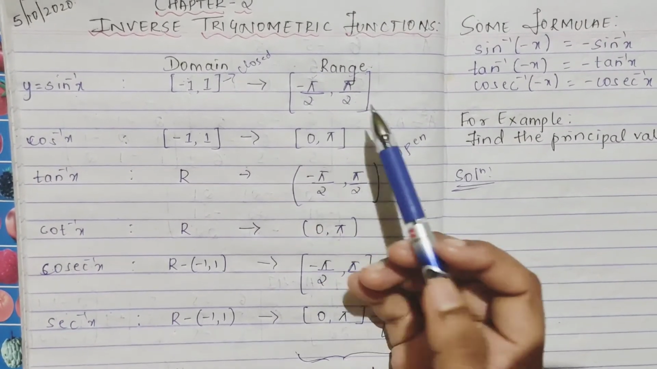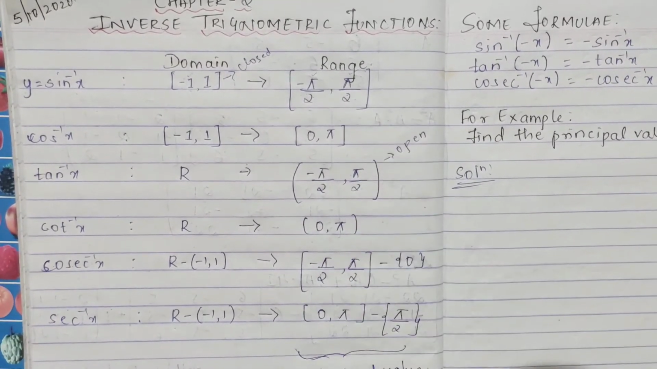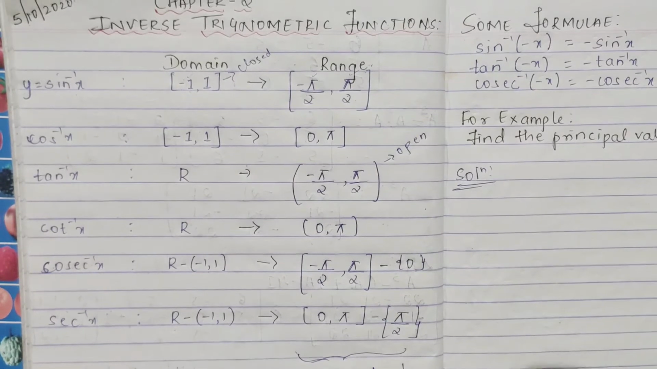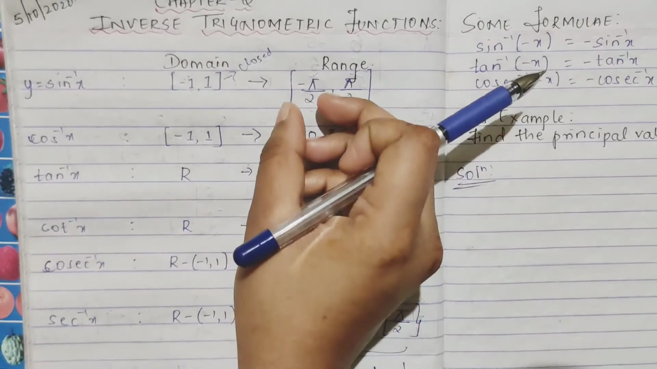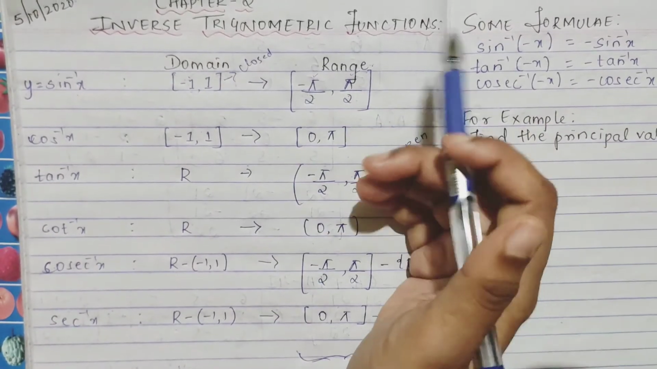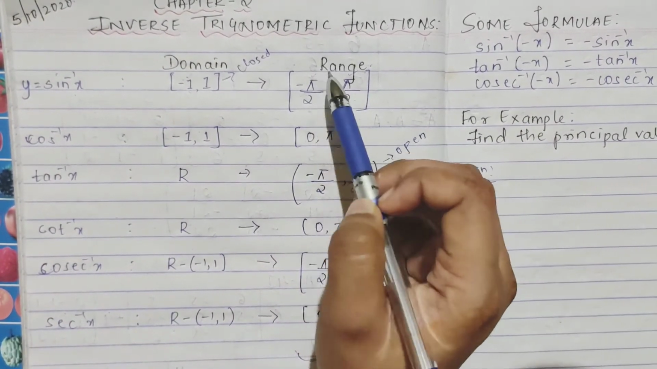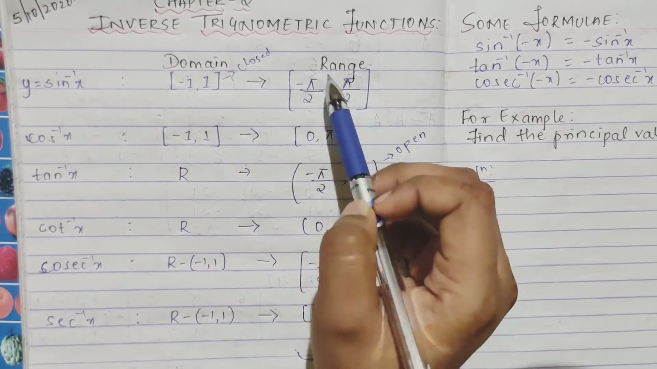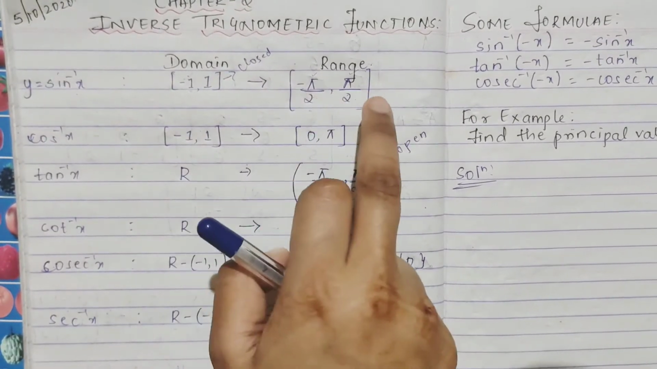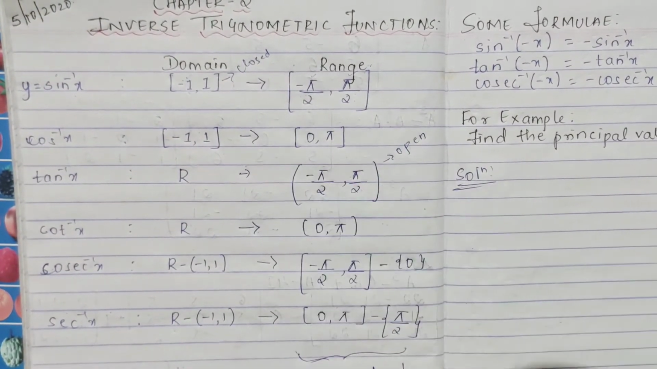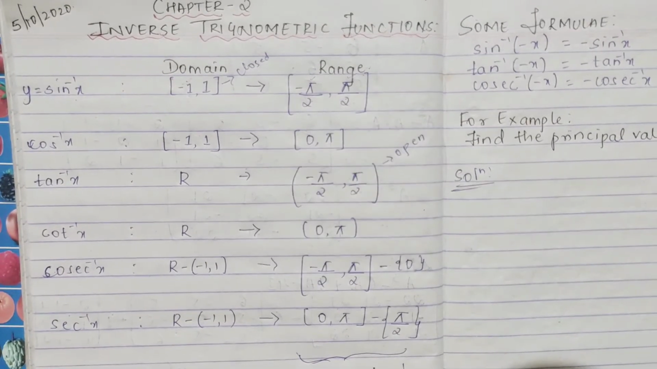See, pi by 2 means what? 90 degrees, right? Pi is in radian form, and in degrees it will be 90 degrees. So if you don't understand pi by 2, it means 90 degrees. Convert it, and you will understand this is -90 to +90, lying between them, and including -90 and +90 also, because it is a closed interval. Just remember this table. It's very important.